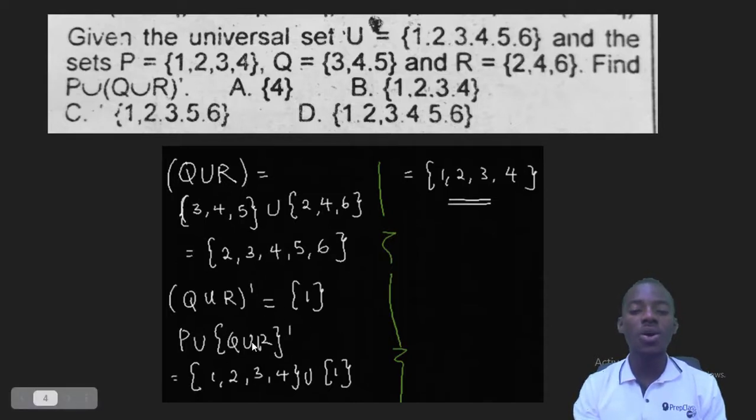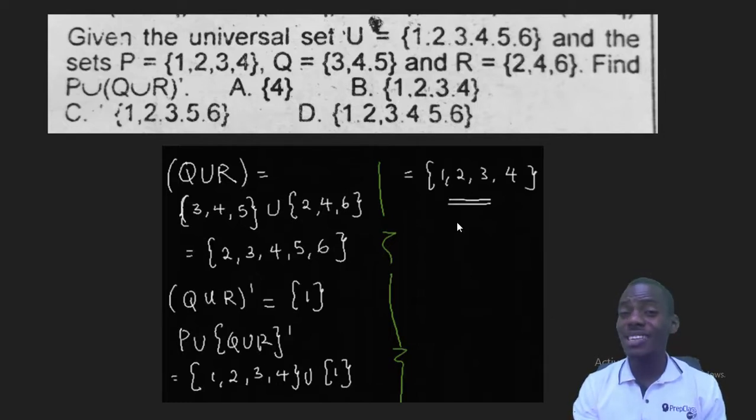Now Q union R complement and P. What's my P? 1 2 3 4. Join, that's union, with Q union R complement, which is 1. If you join the two of them, you'll be getting 1 2 3 4 as your answer. So your answer is B, 1 2 3 4. Do you understand? That's the way it works.